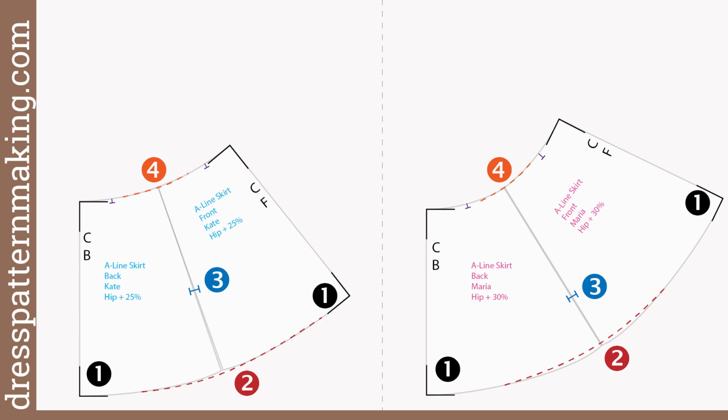Number two, put the front and back together at the side seam and check the flow through at the hem. I certainly need to do some work there. Number three, put a notch in the side seam to help match up those pieces when sewing. It can be done at the hip. I actually did it a bit lower. And number four, check the flow through curve of the empire line at the side seam.